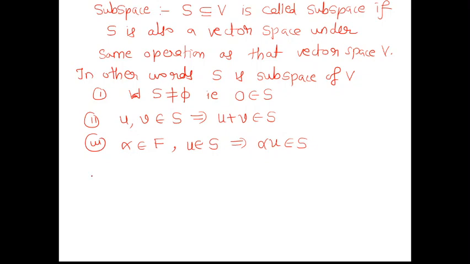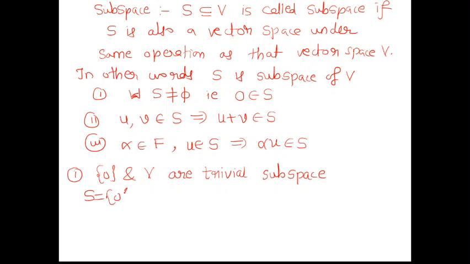So the very trivial subspaces are the singleton set {0} and the given vector space itself. That is, the singleton set {0} and V are the trivial subspaces because they verify the given conditions by default. That's why they are called trivial subspaces. We can show this easily. Suppose I am taking the singleton set {0}. So as per our notation, S is nothing but the singleton set {0}. Clearly here you can see that 0 belongs to S. That's why S is non-empty as per the condition.